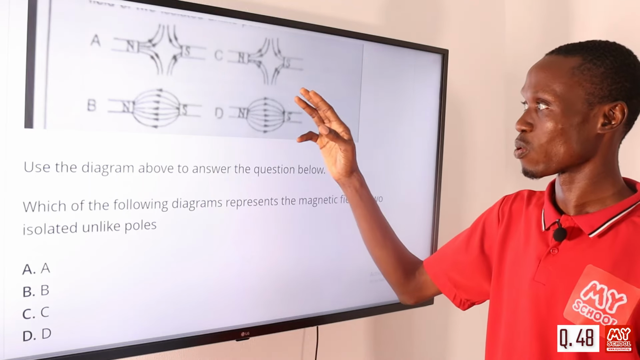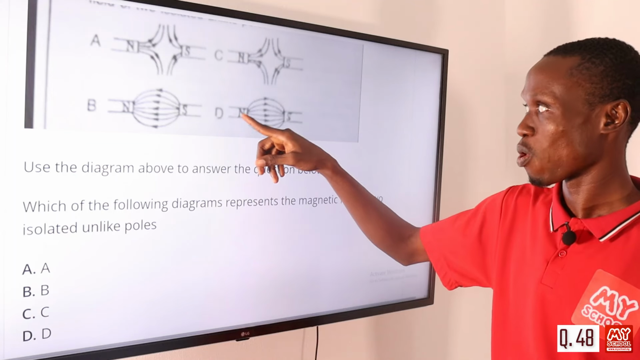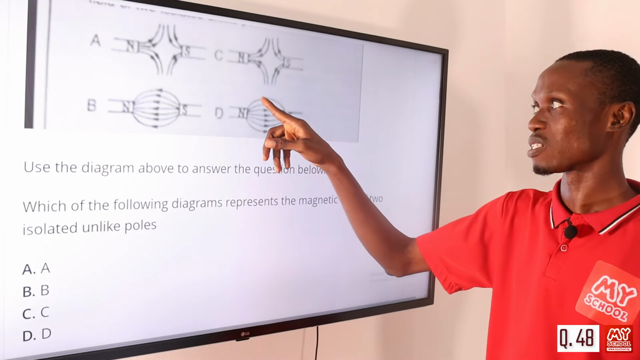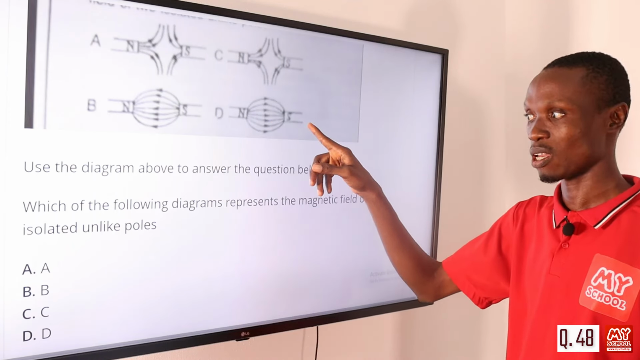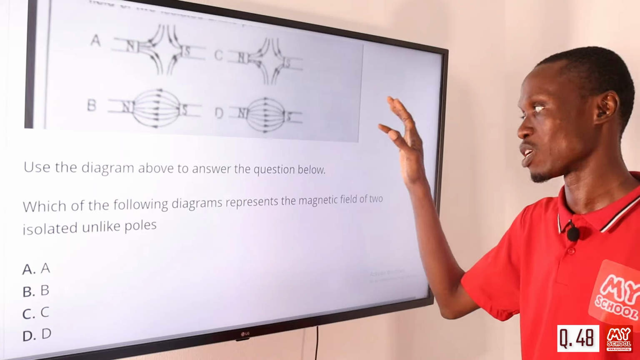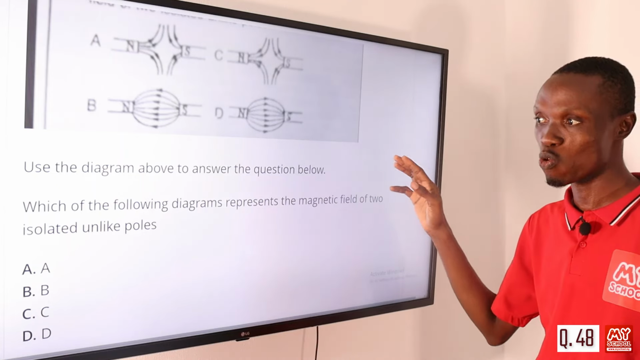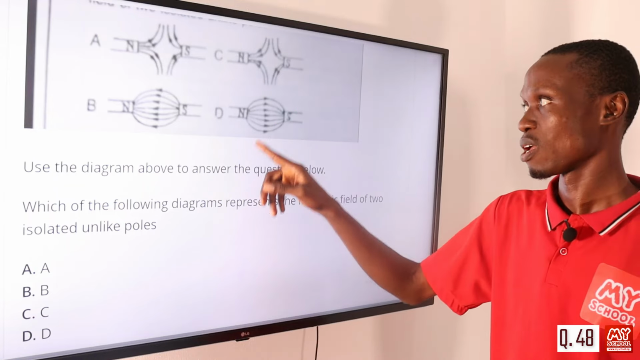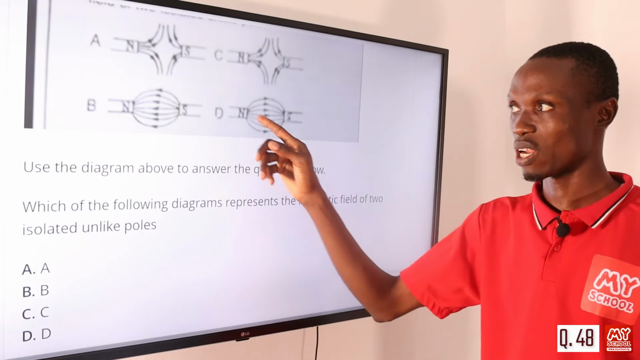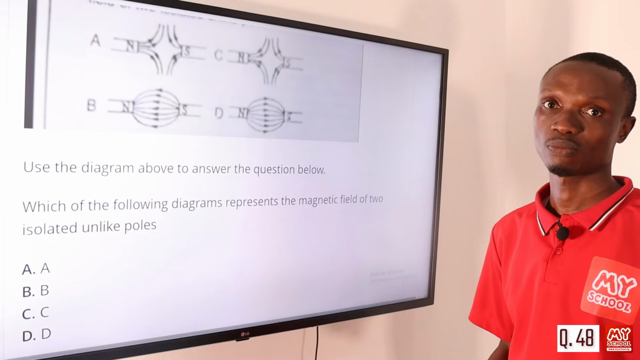Then let's look at option D. Here we have North Pole and here we have South Pole. If you look at the direction of flow, it's from the north to the south. So the correct diagram that represents the magnetic field of two isolated unlike poles is option D, and that makes D the correct answer to this question.